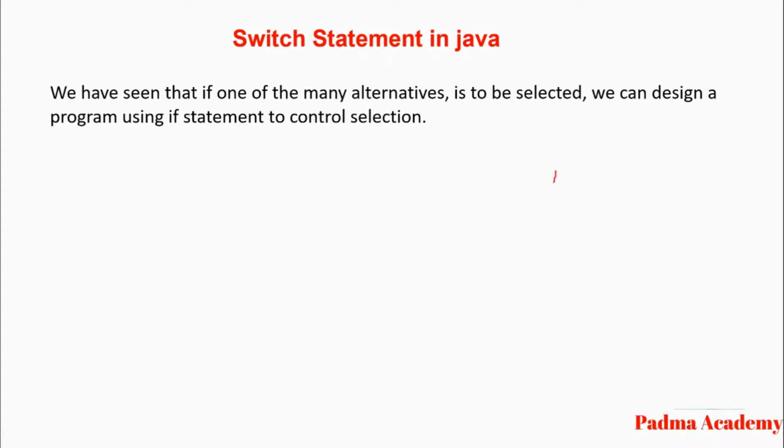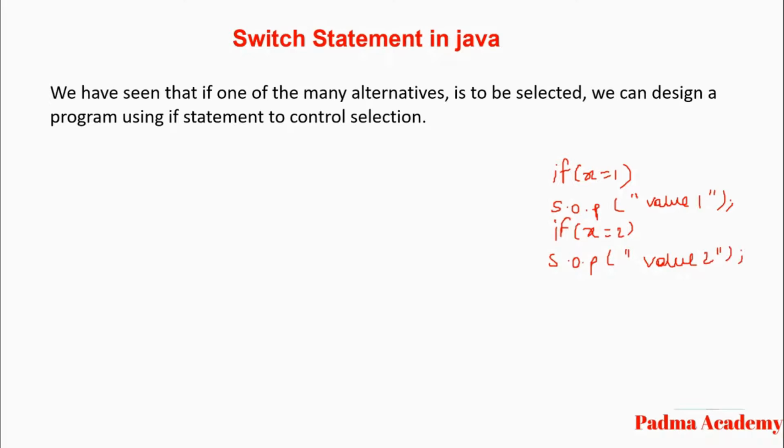suppose that if x is equal to 1, System.out.println value 1. Similarly, if x is equal to 2, System.out.println value 2. Here there are two alternatives. If we want to select just one single alternative, we provide the value of x: if x is equal to 1, it will print value 1. If x is equal to 2, it will print value 2.